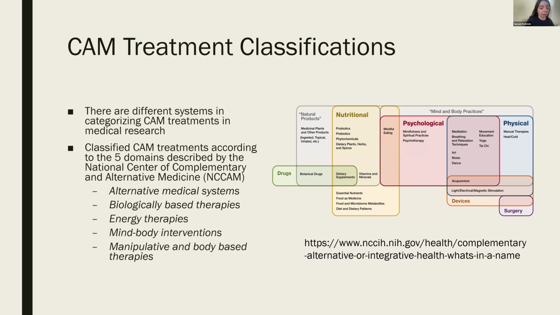I did get this picture from the NCCAM, which I also did discover that they recently did change their name to the NCCIH, which is the National Center of Complementary and Integrative Health. But here's just some examples of some of the domains and what fall into each category. And this was the more recent categories.